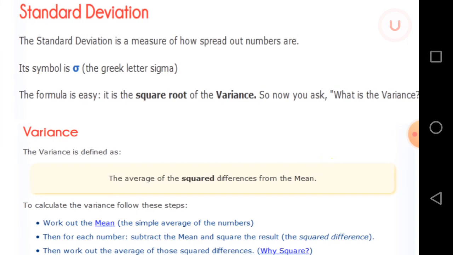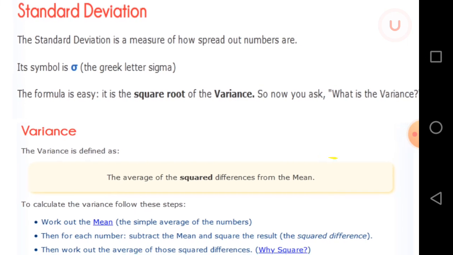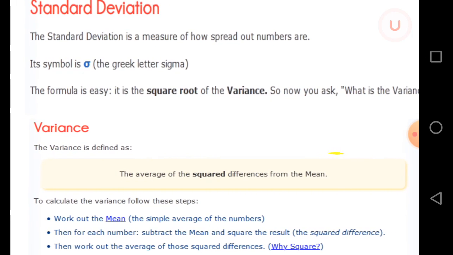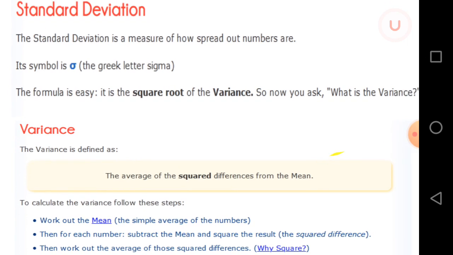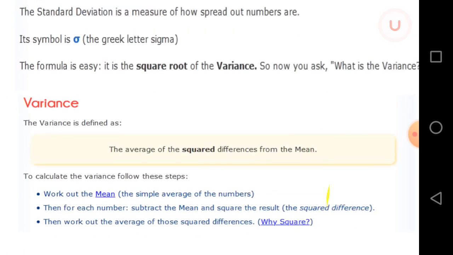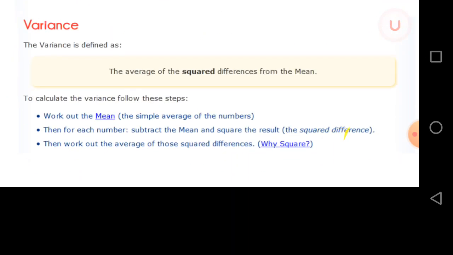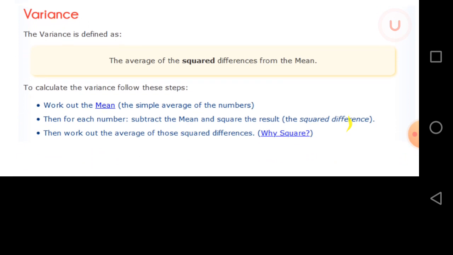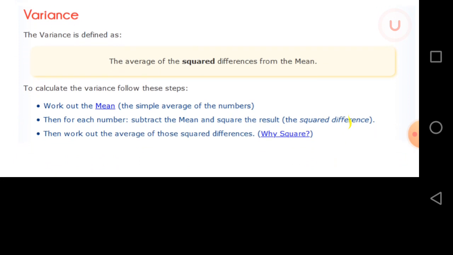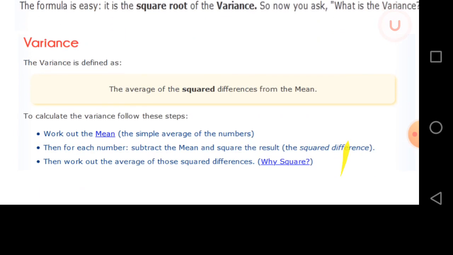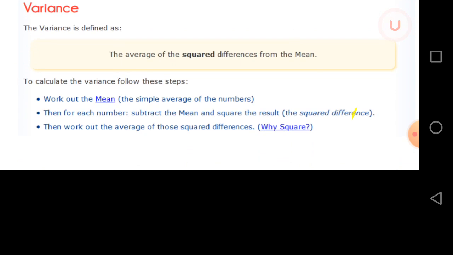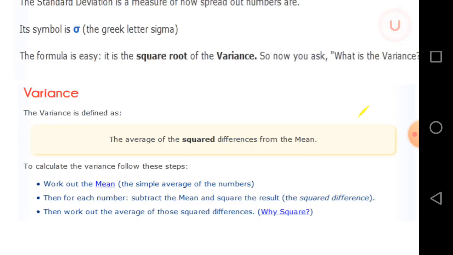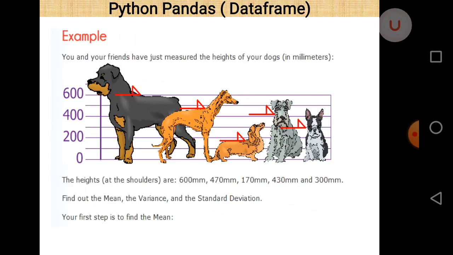So if you want to calculate a standard deviation, first of all you should calculate the variance. After that only you can calculate standard deviation. Now another question: what is the variance? The variance is the average of the squared differences from the mean. So first calculate the mean, then subtract the mean from each value and square the result, and then take the average of those squared differences. So let us take an example.